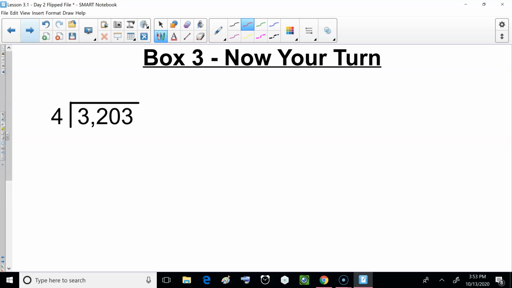And last but not least, another problem. Now it takes the zeros out and throws some extra numbers in there. What is 3,203 divided by 4? Pause the video, do your best, and look forward to seeing a picture of all your work from the Now Your Turn.